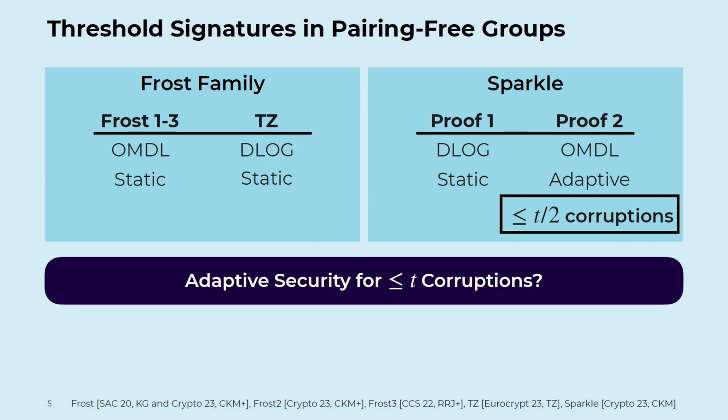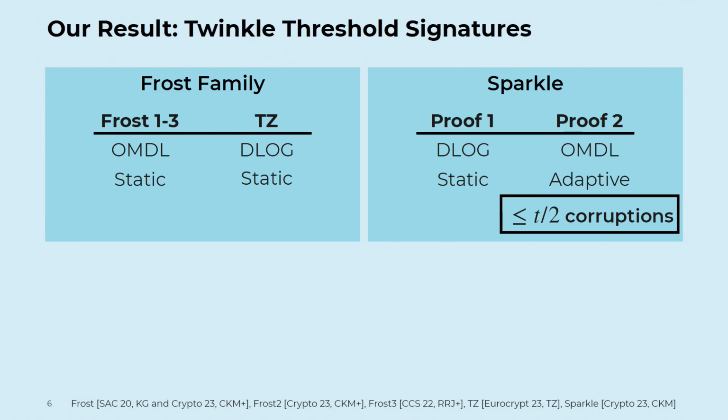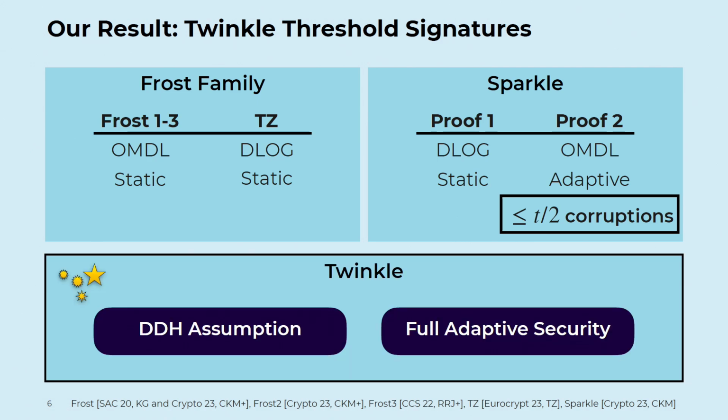So we asked the question, can we have a scheme where we have adaptive security for up to T adaptive corruptions? And ideally, can we get this without using an interactive hardness assumption? So what we did in this work is we present Twinkle. And Twinkle answers these 2 questions positively. So we get security based on the decisional Diffie-Hellman assumption, and we achieve full adaptive security, meaning up to T adaptive corruptions.